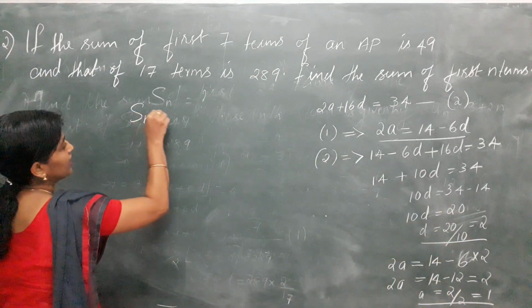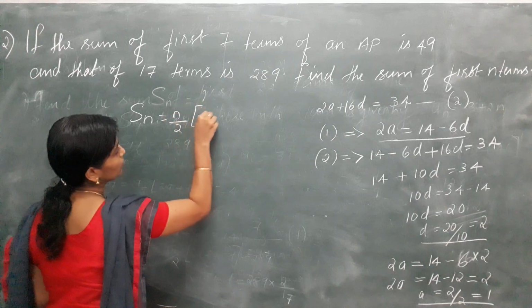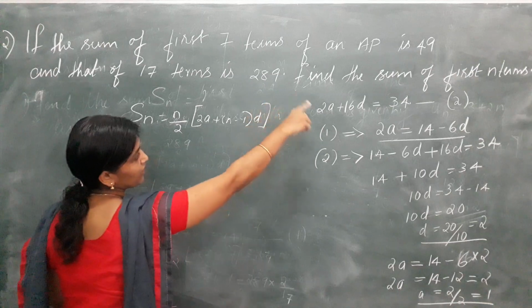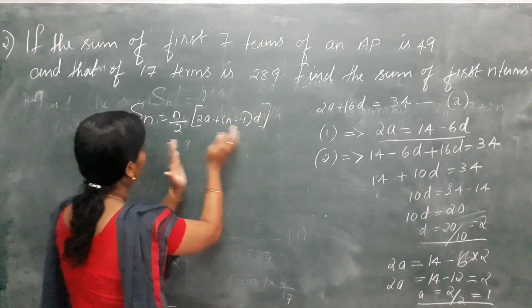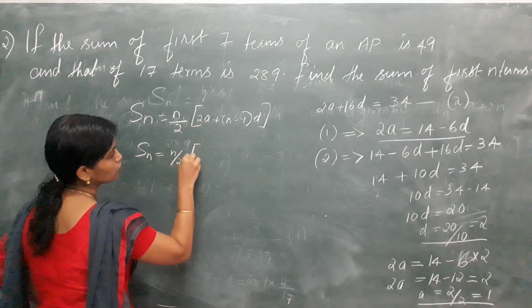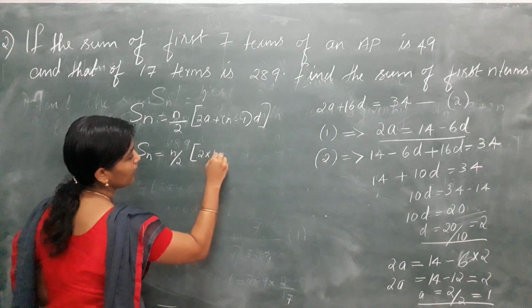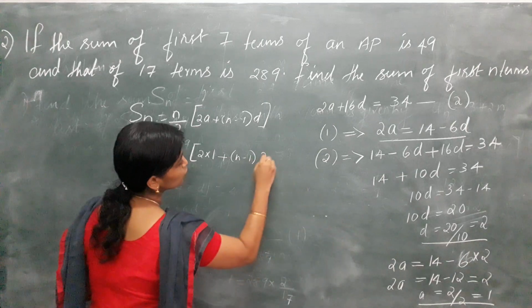Sn is equal to n by 2 into 2a plus n minus 1 into d. So we are asked to find the sum of first n terms. We are going to give the value of a and d. So we will get Sn is equal to n by 2 into 2a. a is equal to 1, so 2 into 1 plus n minus 1 into d. d is equal to 2.